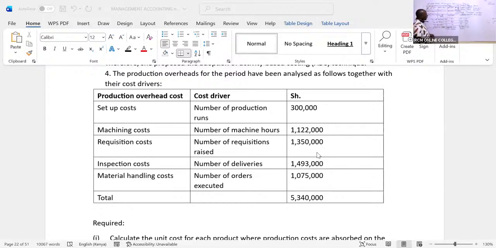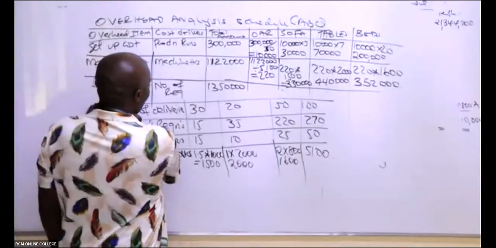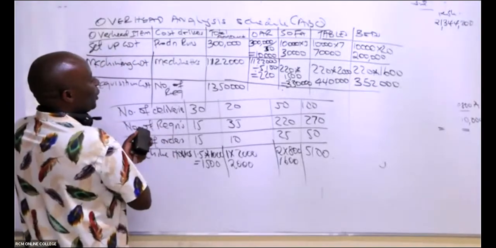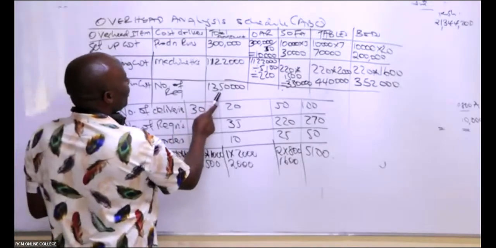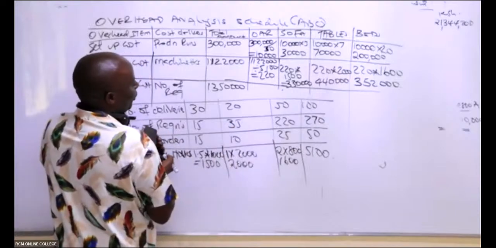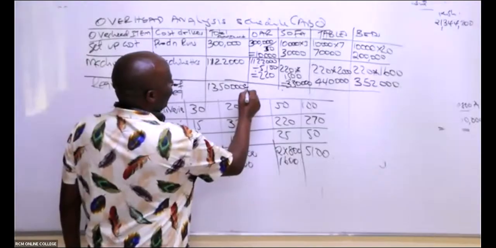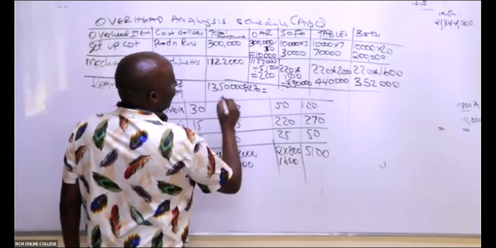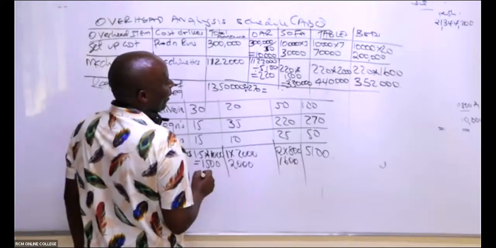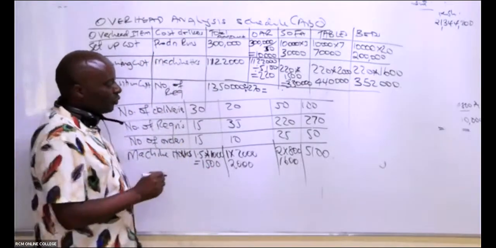So now you are experts, really. Go ahead and give me the OAR for the requisition cost. It's very easy. So the OAR here, you will take this amount divided by the number of requisitions, which are how many here, somebody? 270. So you simply divide this by 270. Do you have an answer? 5,000. Thank you so much.